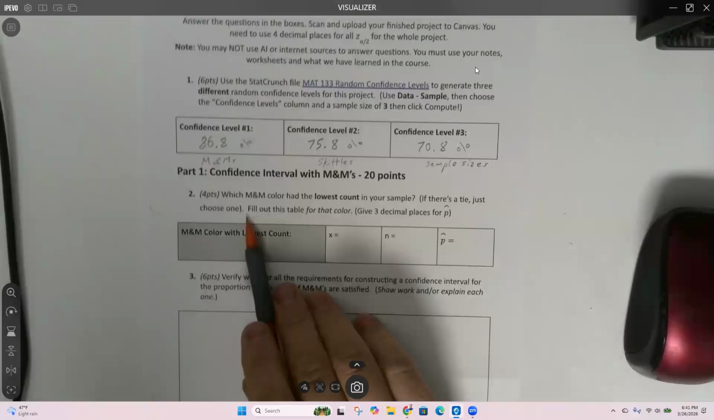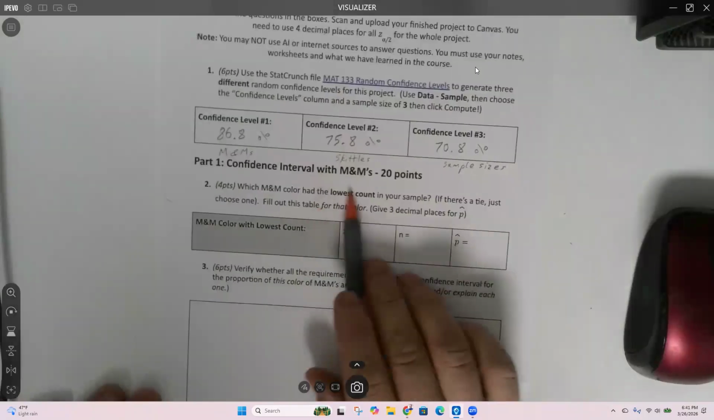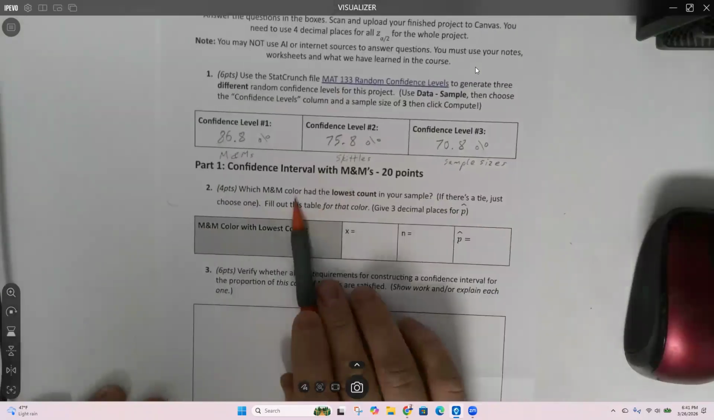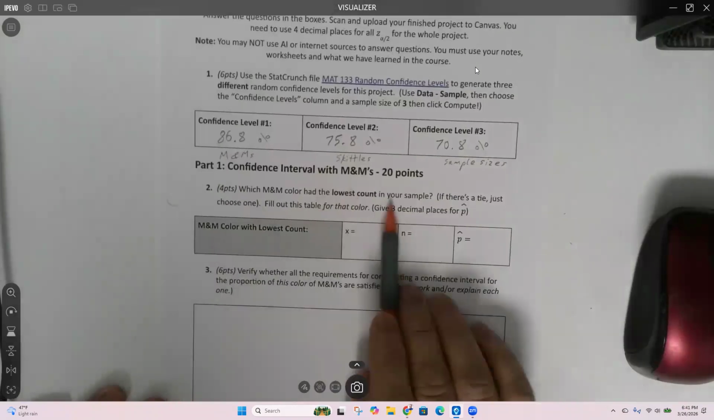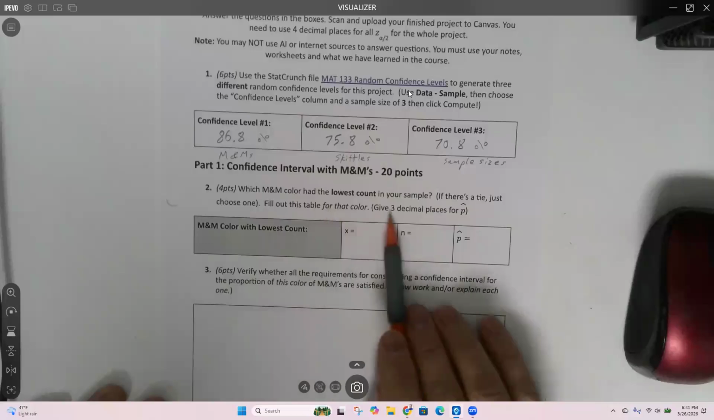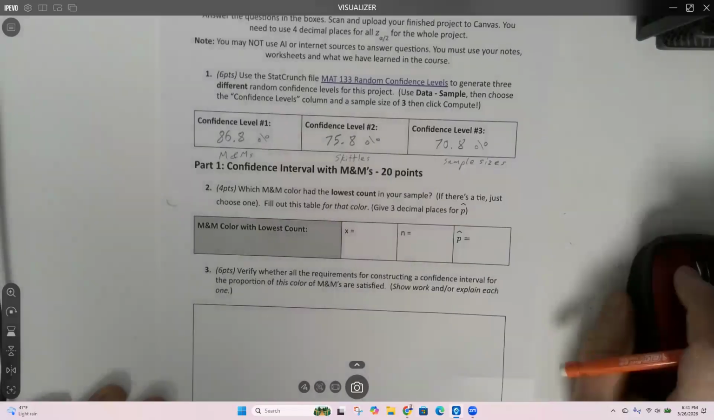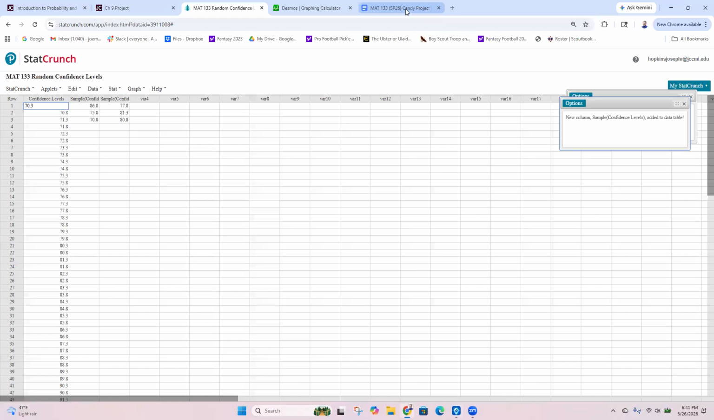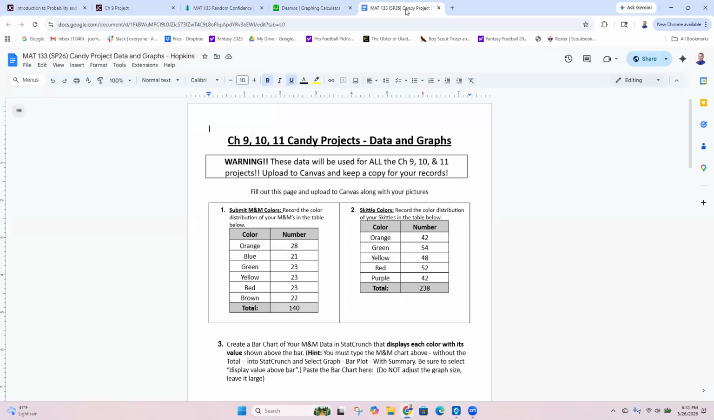All right, so confidence intervals with M&Ms. Which color M&M had the lowest count in your sample? If there's a tie, just choose one. Fill out this table for that color. So I'm going to go find my M&M data. For me, blue was my lowest, 21 blue.